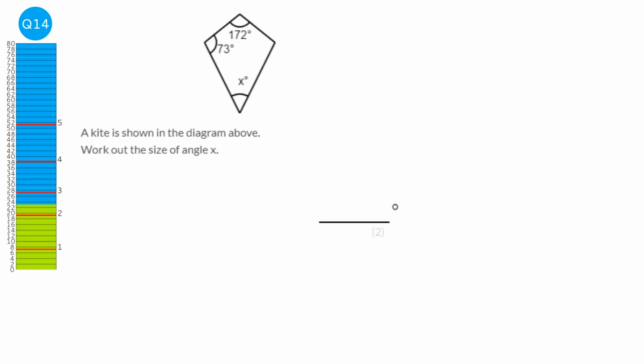A kite has one pair of equal angles, and looking at the diagram, this one here and this one here are going to be equal. If the kite's the correct way up, it's the left and right one. So this will also equal 73. And so to find the angle x, we know that all angles in a quadrilateral, a four-sided shape, add up to 360. So we're going to do 360 and we're going to take away 172 plus 73 plus 73. And when we do that, we get the answer of 42.